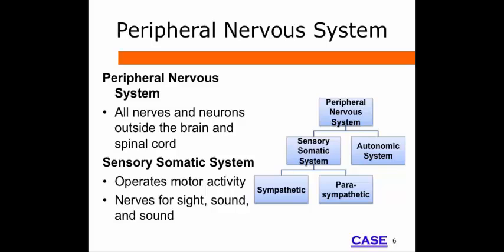The peripheral nervous system consists of all nerves and neurons outside of the brain and spinal cord. The PNS is divided into two components, the sensory somatic system and the autonomic system. The sensory somatic system includes the senses of sight, sound, and smell. It operates motor activity and includes receptors and neurons that detect changes in the environment. The autonomic system has contradictory components, the sympathetic and the parasympathetic system. Actions and reactions of the autonomic system are involuntary.